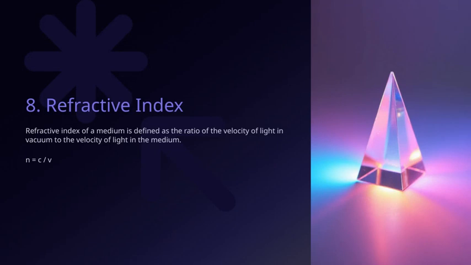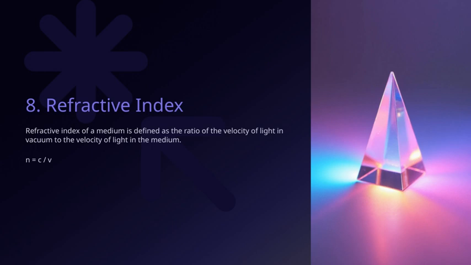Let's take a closer look at the formula N equals C over V here. N represents the refractive index of a medium. It's essentially a measure of how much light slows down when it passes through that medium. The key point is that the refractive index is defined as the ratio of the velocity of light in a vacuum, which we denote as C, to the velocity of light in the medium, which we call V. This ratio tells us how much the light's speed is reduced inside the medium compared to a vacuum. The higher the refractive index, the more the light slows down.